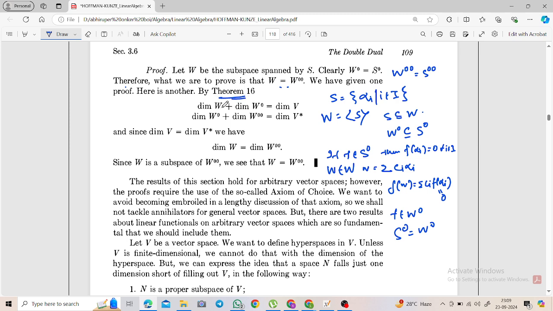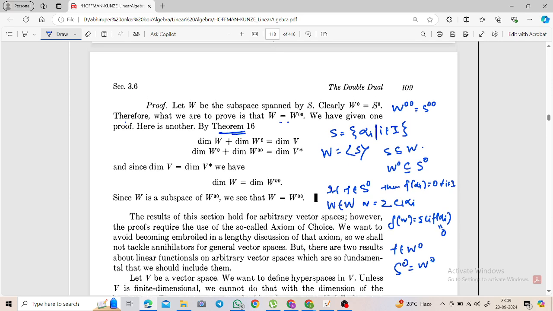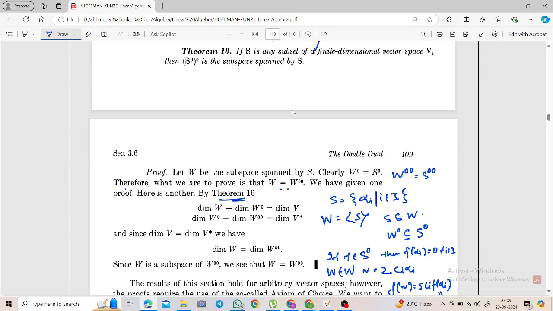Do you remember this theorem? The dimension of W plus dimension of W naught is dimension of V. There was a theorem in the previous section about the dimension of W plus W naught. What is W naught? It is the annihilator of W. I mean all those linear functionals which kill every element of W is denoted by W naught. It is called as the annihilator of W.